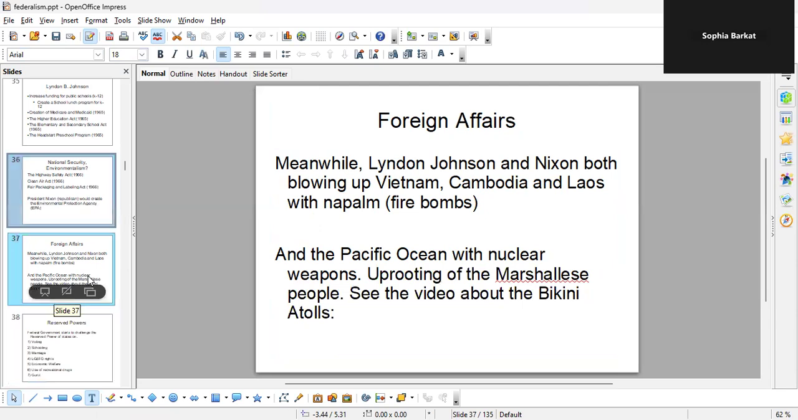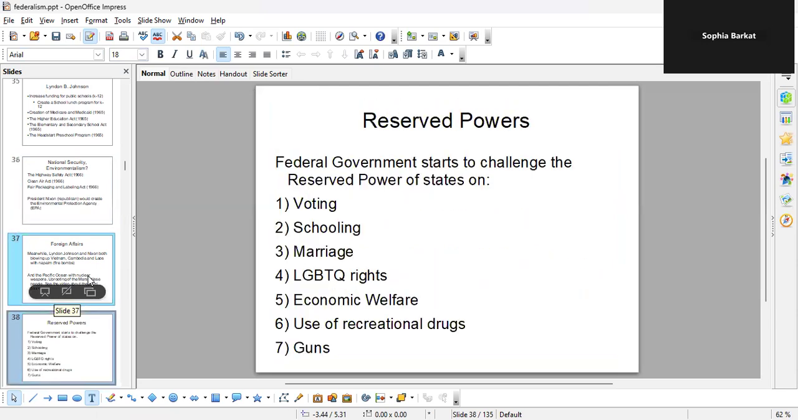Right now, here we are with reserved powers. You see that the federal government starts to challenge reserved power of states on voting, on schooling, on marriage, on LGBTQ rights, on economic welfare, on use of recreational drugs and guns. So let's stop here and get back to this.